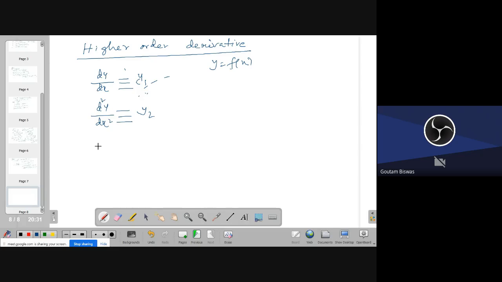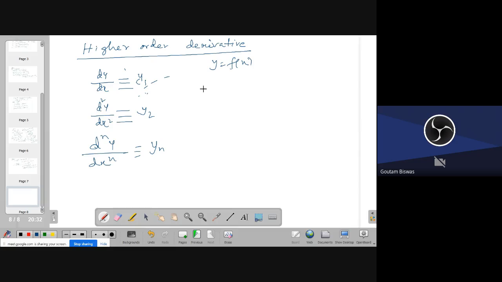In this way, the nth derivative, if it exists, we shall represent d^n y/dx^n as yn. So this is our new representation. y1 means first derivative, y2 means second derivative, and in this way y3 means the third derivative. So what is the significance of these higher order derivatives?